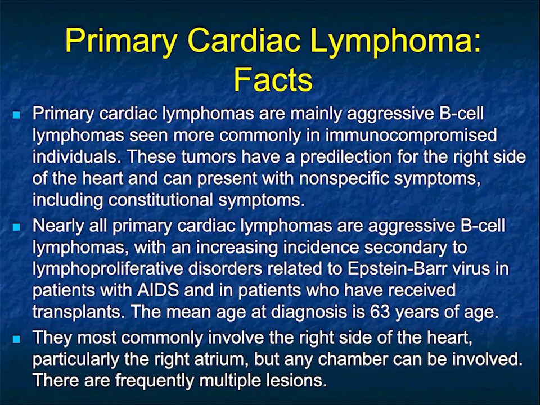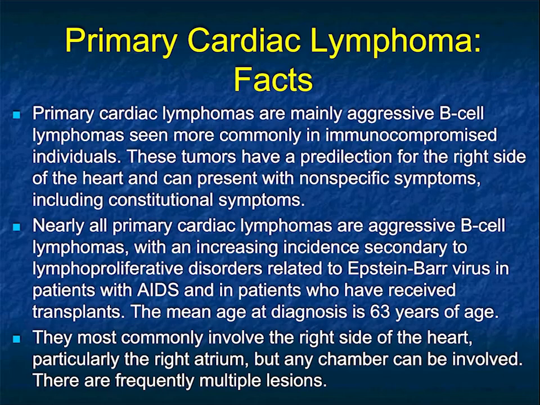Now, what else? Primary cardiac lymphoma. These are typically B-cell lymphomas seen in immunosuppressed patients. They have a predilection for the right side of the heart. That's why I mentioned before it can look very similar to angiosarcomas. They can present with nonspecific symptoms, including constitutional symptoms. Because they're aggressive B-cell lymphomas, you may also see other areas of involvement, be it the stomach, be it the liver, be it the kidneys.